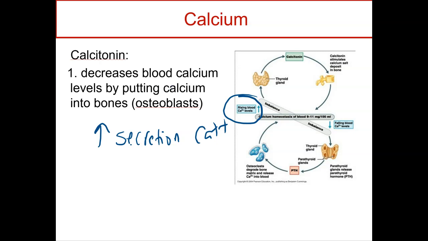Now, if you're prone to kidney stones, you don't want to have a high calcium diet, because when you're eliminating more calcium in your urine, and if you're not staying hydrated, if your urine is more concentrated, especially with calcium, you're more likely to form a kidney stone.